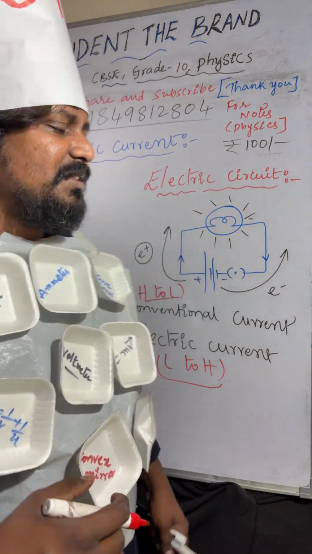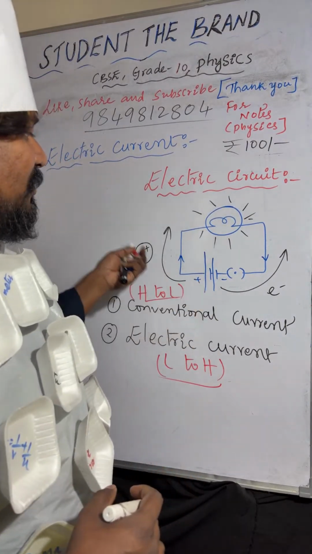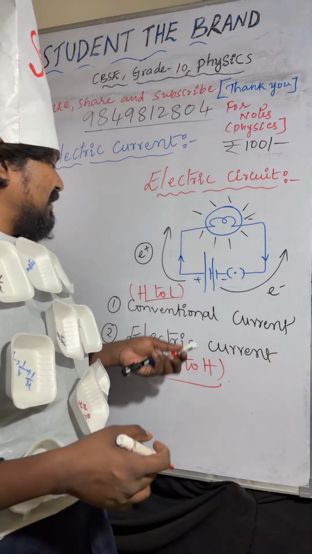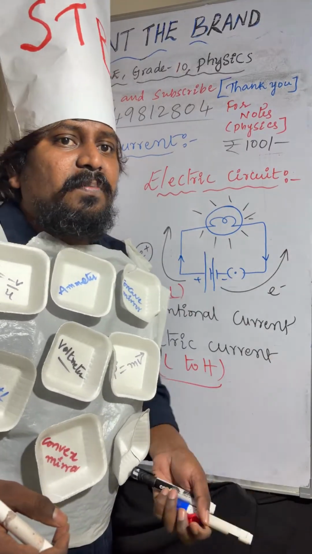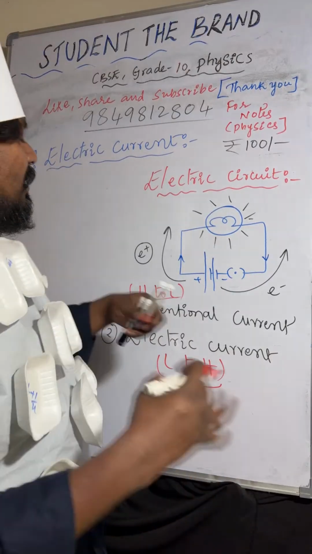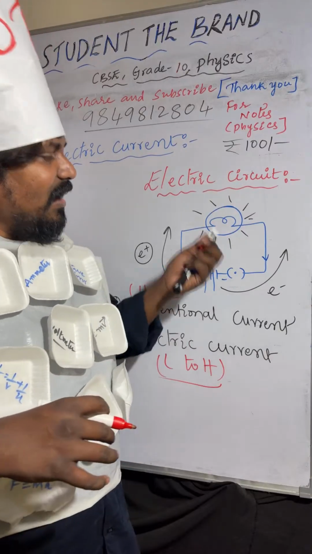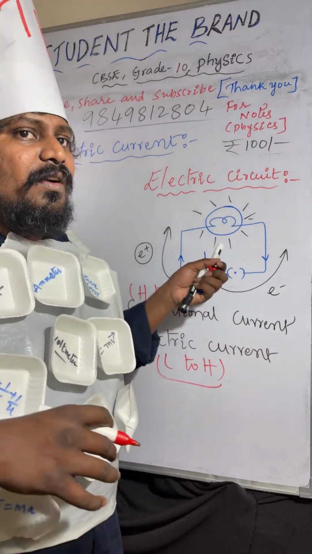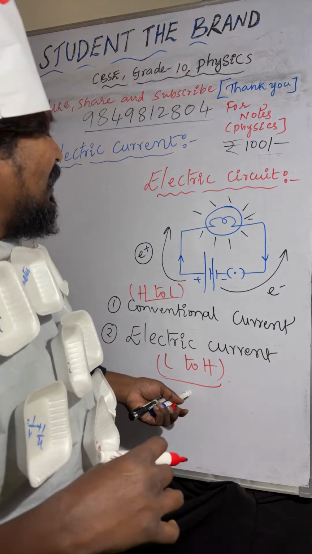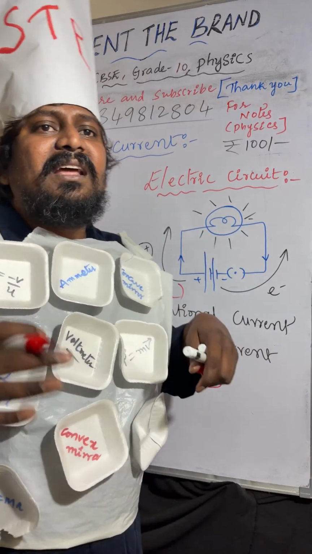So you said conventional current is the flow of positive charges, moving from the positive terminal to the negative terminal, from high potential to low potential. Very nice. But what about electric current? Electrons, the negative charges, are moving from the negative terminal to the positive terminal.